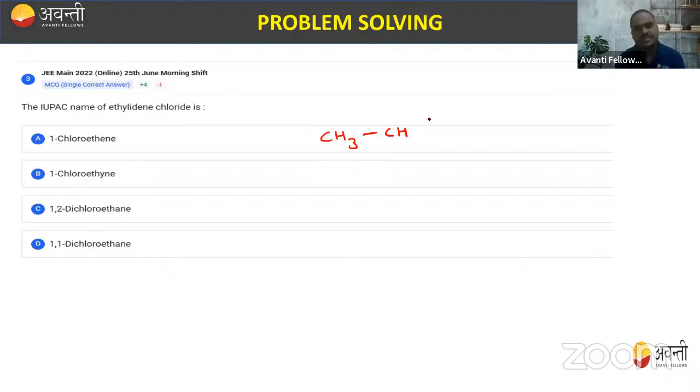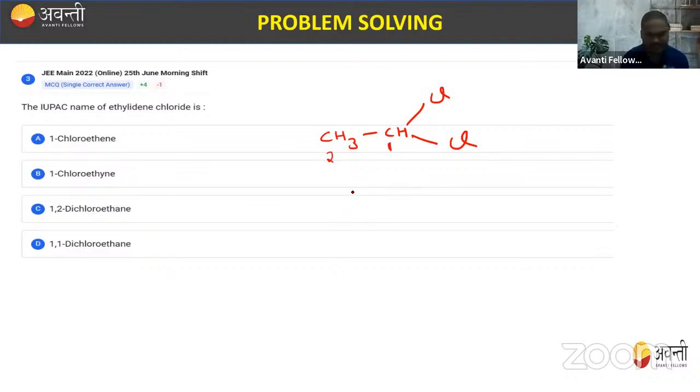CH3, CH, Cl, and Cl. Right, so this is the structure of ethylidene chloride. Now you need to write the IUPAC name. I hope it's very simple to write the IUPAC name if you know the structure. So we have only 2 carbons, and in one we have 2 chloro groups.